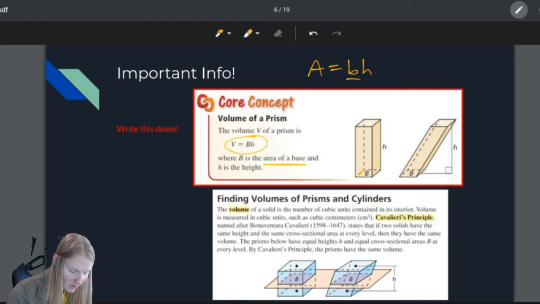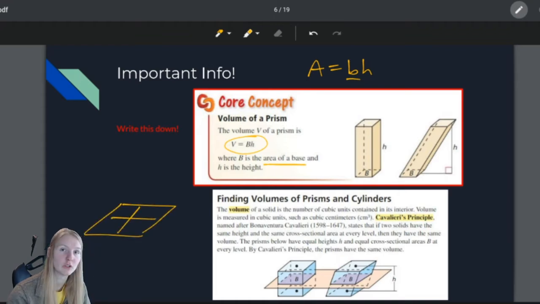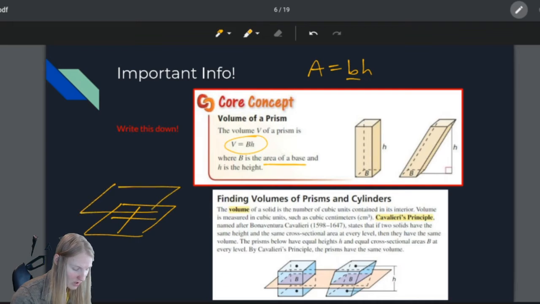So here, this is our base. And all we have to do is take that base times the height. And you might be thinking, that seems too simple, that seems too easy. But think about it this way. If you know the area of this base, say it's 2 by 2 units, so you have a square here. In order to find the volume, you're just stacking. It's like you're just stacking these on top of each other to find the volume, right?